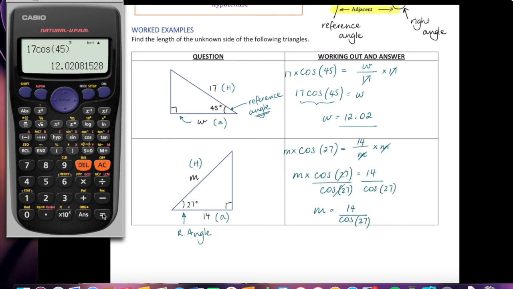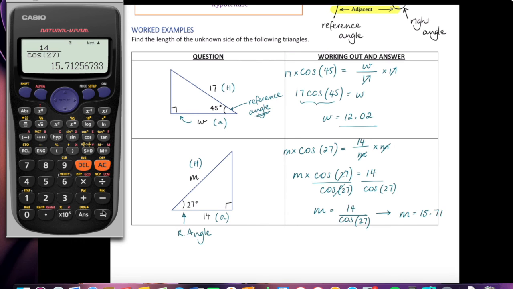Now again here, I'm going to type into my calculator. So just make sure you clear the previous working out. So I'm going to write 14. I'm going to actually use the fraction button. So 14, move the arrow down, cos 27 degrees. Again, make sure your calculator is in degrees mode, so look at where my arrow is. That should be D, not R. And that equals, well, it's telling us that m is equal to 15.71.